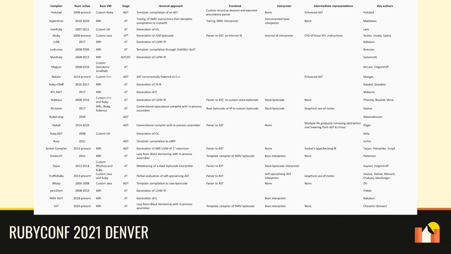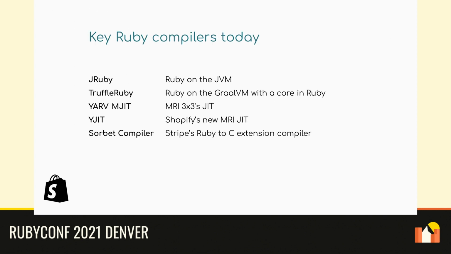The front end is the part that takes it from source code. What kind of interpreter does it use? If it uses an interpreter to support the compilation, what kind of data structures does it use, and who worked on them? But that's such a huge list, so let's break it down a bit and talk about the really key Ruby compilers, the key Ruby compilers in use today.